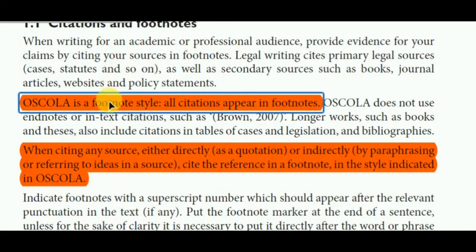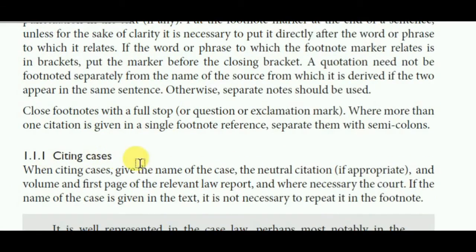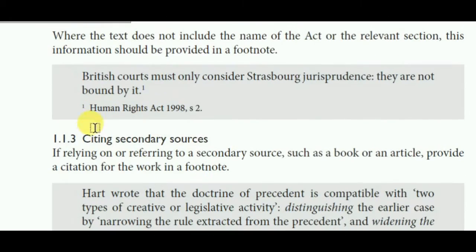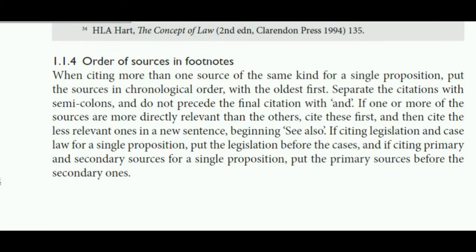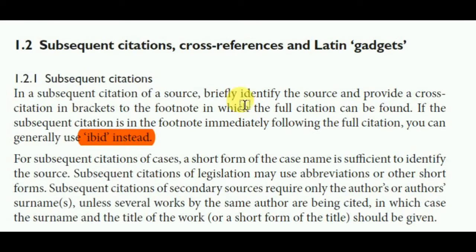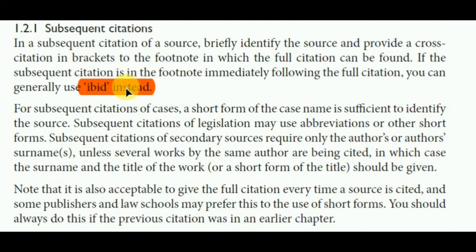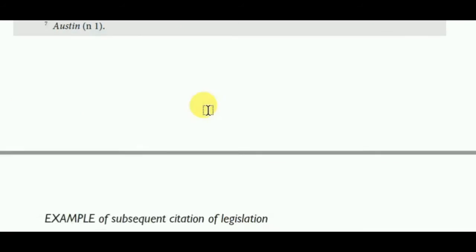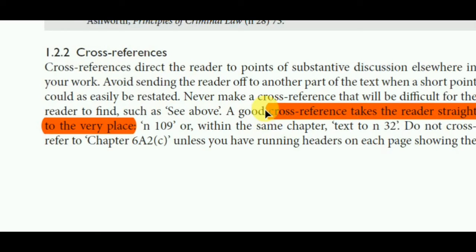Section 1 covers what OSCOLA is. It tells us we should reference whenever we are quoting or paraphrasing. It further gives us an idea of citing cases, legislation, secondary sources, and how we order sources in footnotes. In Section 1.2, it explains how and when we use ibid, known as subsequent citations. There are useful examples given. Another important element is cross-referencing, so take the time to read through it.